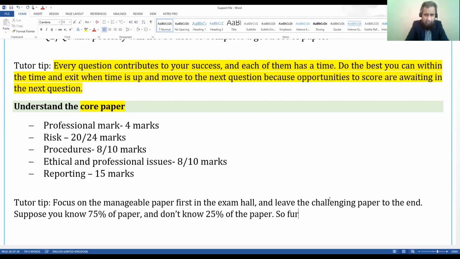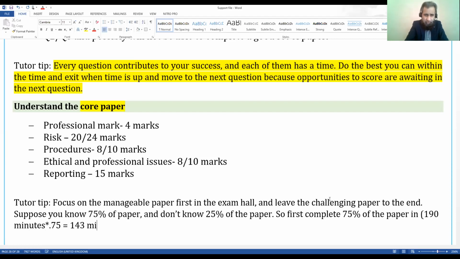So first complete 75% of the paper in 190 multiplied by 0.75 minutes. What is 0.75 of the 190 minutes? Please tell me. 0.75 of the 190 minutes is equal to how much? 142 minutes. Okay, 143 minutes, right?